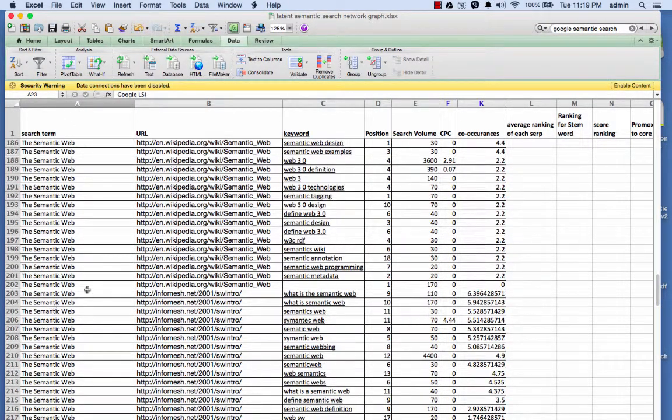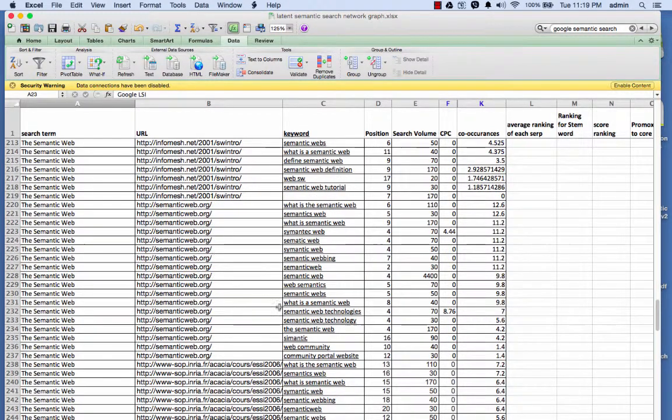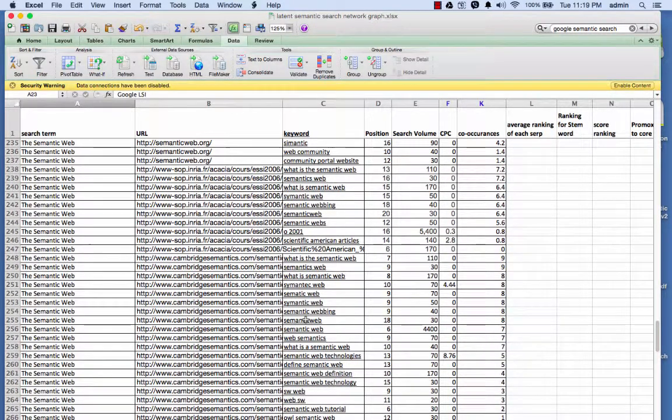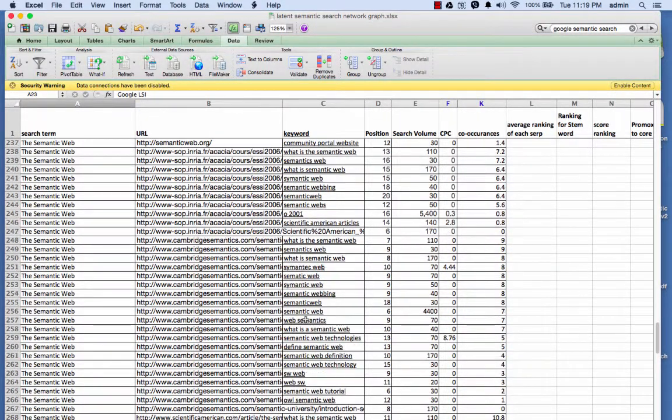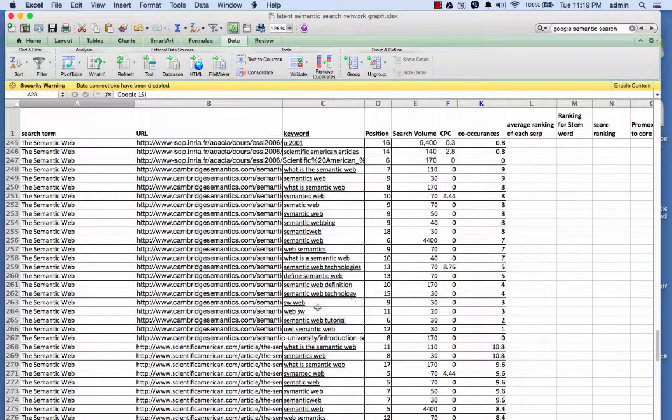So these are the core words, these were the landing pages, and these were what I find semantically related, because they are also ranked by Google. If they have meaningful volume, I'm able to see that. They're ranked words, but they also have meaningful search volume, and they are what is deemed to be semantically related.